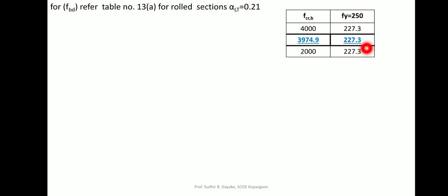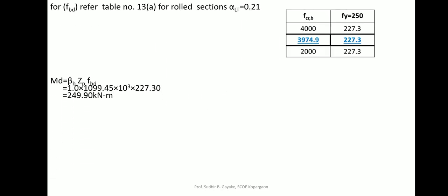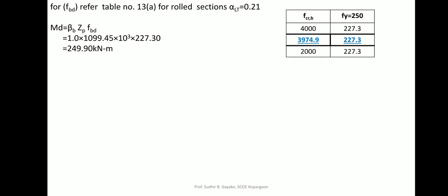Now here you can observe that instead of directly taking Fy as 250, because of lateral torsional buckling and the constant chi value, there is a reduction in the stress value from Fy to FBD, and that is equal to 227.3. Therefore, now you can calculate the design bending strength. Design bending strength will be calculated as MD equals beta B into ZP into FBD. FBD value we are getting is 227.30. Therefore, the bending strength is now 249.90 kilonewton meter.